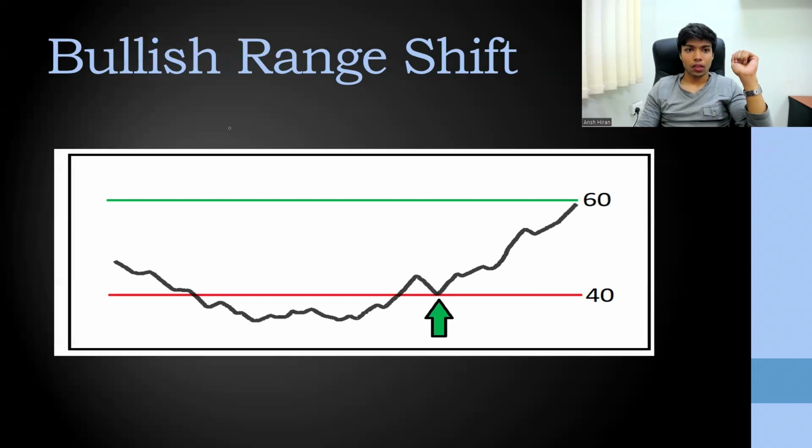Another example, this is called bullish range shift. Why? Because below 40 the market was bearish. Now the market is saying I'm going up and I'm not getting bearish anymore. If I'm not getting bearish anymore, what does that mean? I am getting bullish. That's why it's called bullish range shift. I am shifting from bearish range to bullish range.